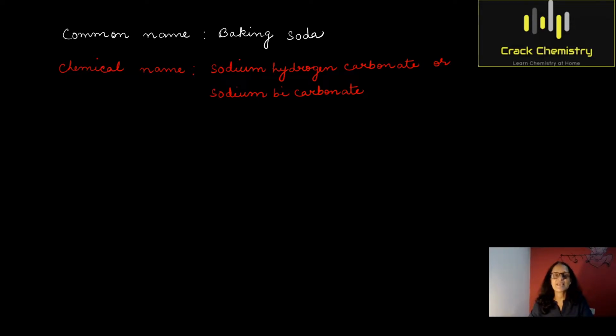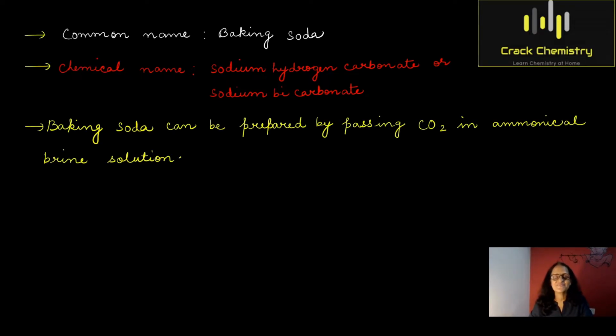Students, you can learn the chemical equation for the preparation of baking soda by learning only one line. Now what's that line? That line is: baking soda can be prepared by passing CO2 in ammonical brine solution. Now I'm going to decode the line.